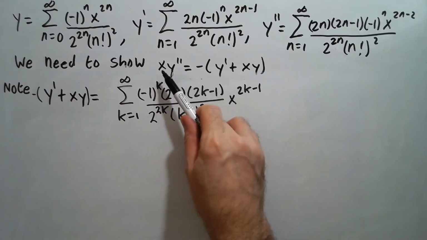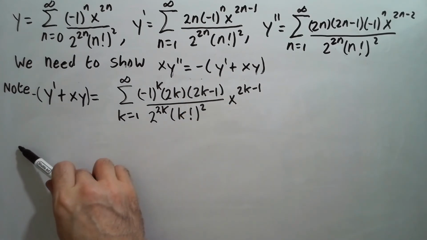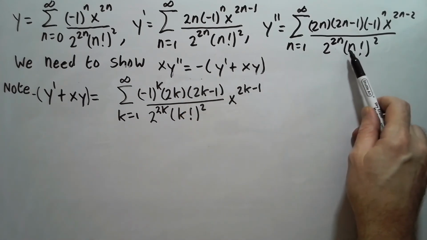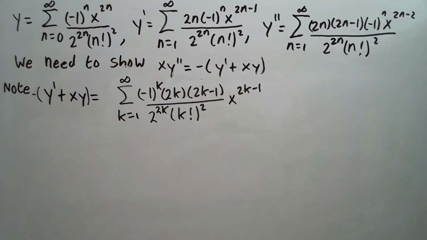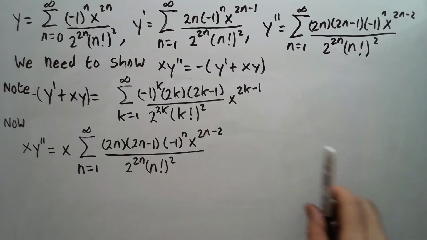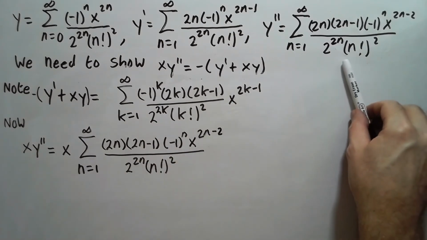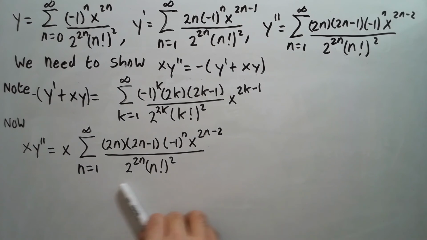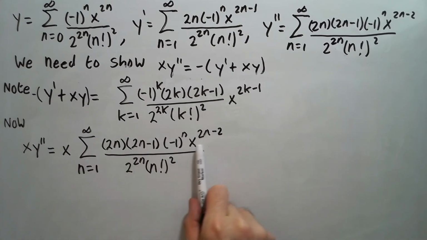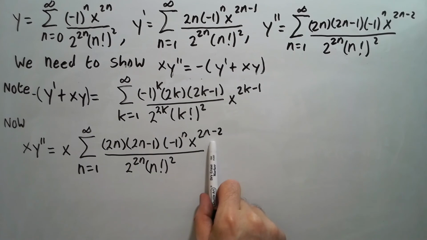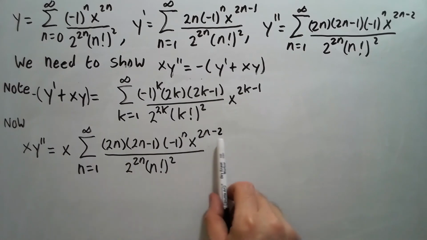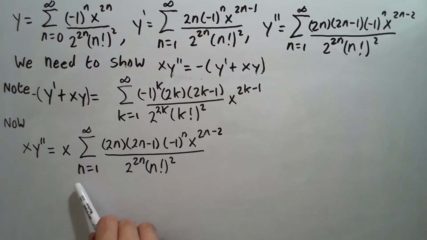Okay, now let's take a look at x times y double prime. So we write that down here using the y double prime power series. So I'm going to go x times my y double prime. Here's my y double prime power series up here, so I wrote it down here. So multiplying the x in here, it would add 1 to this power. And I'm also going to change to k as my index here. So I'm going to let n equal k.